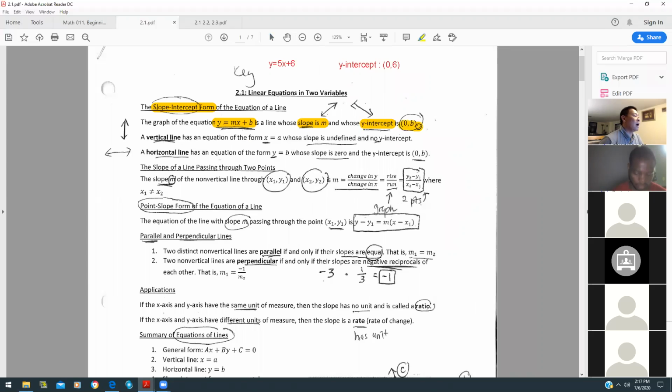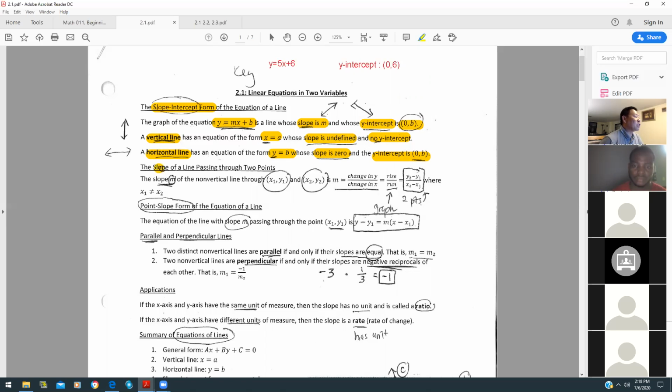All right, next, a vertical line: the equation is x equals a. If you have a vertical line, the slope is undefined and you don't have any y-intercept because it doesn't cross the y-axis. A horizontal line is y equals b, your slope is 0, and your y-intercept is (0, b), the number b here. So these are the basic equations of a line.